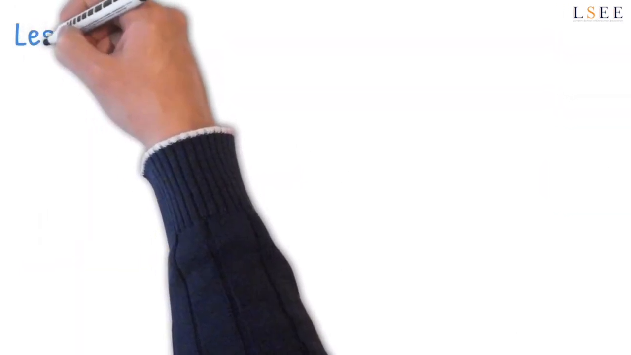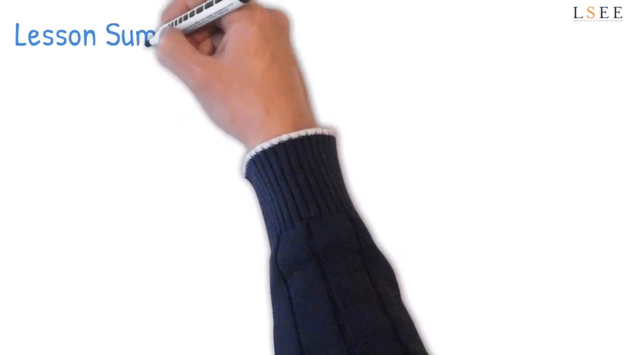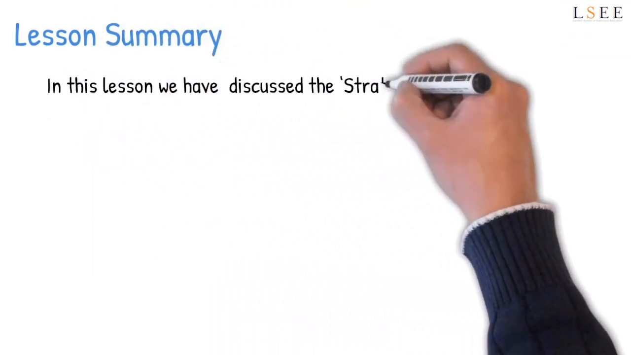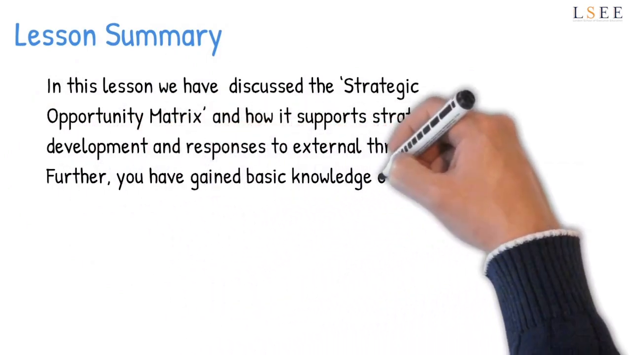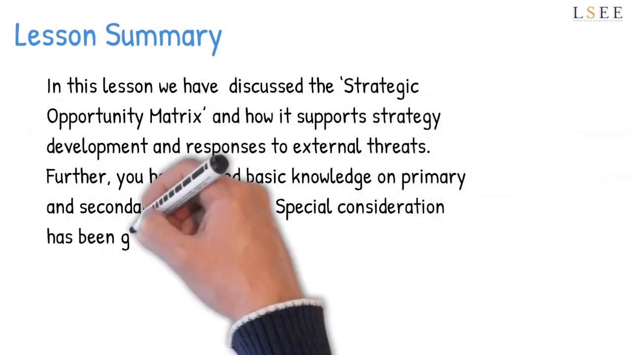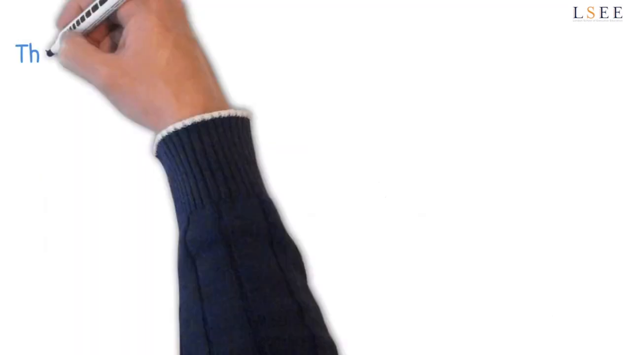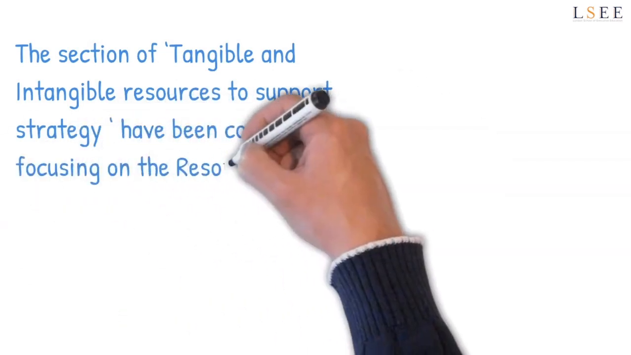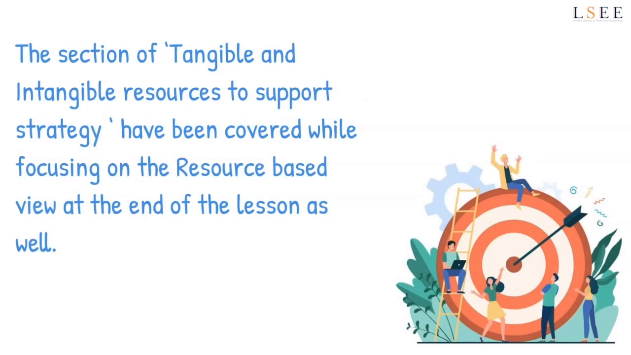Lesson summary. In this lesson we have discussed the strategic opportunity matrix and how it supports strategy development and responses to external threats. Further, you have gained basic knowledge on primary and secondary research too. Special consideration has been given to market research too. The section on tangible and intangible resources to support strategy has been covered while focusing on the resource-based view at the end of the lesson as well.